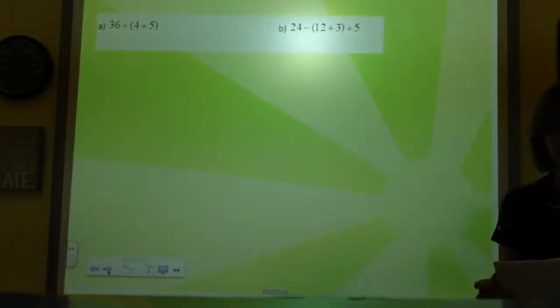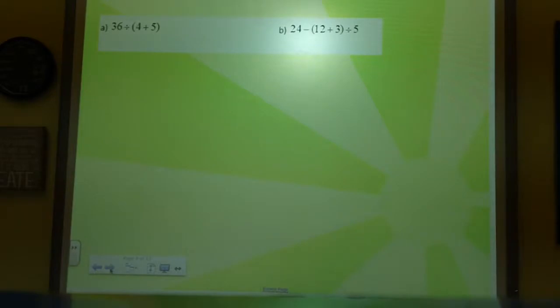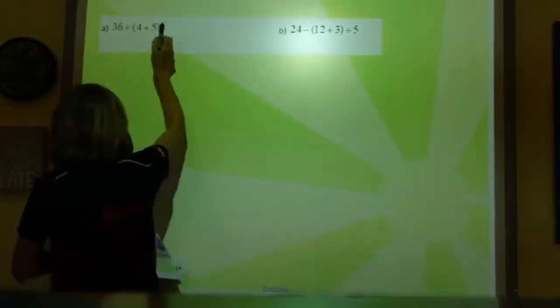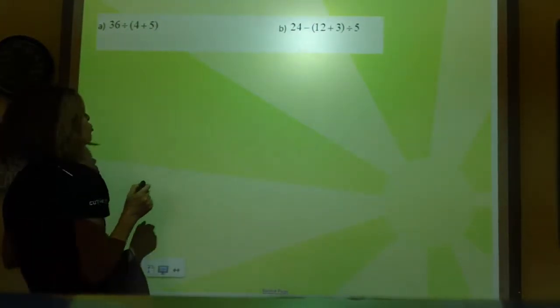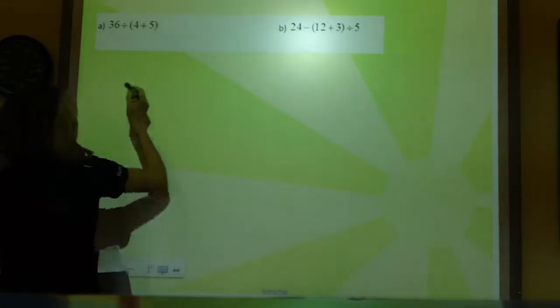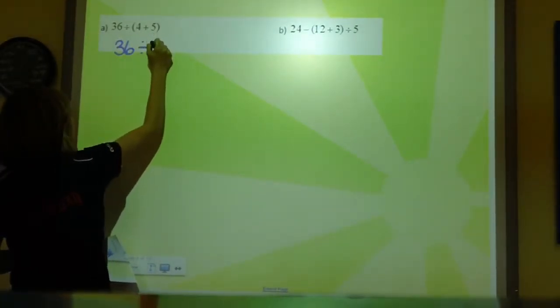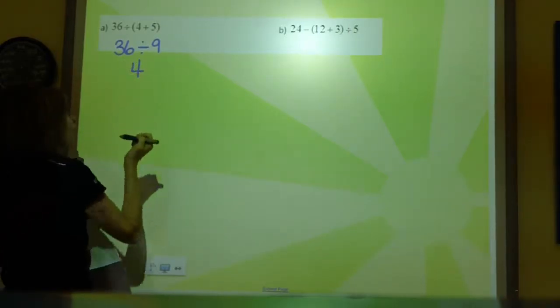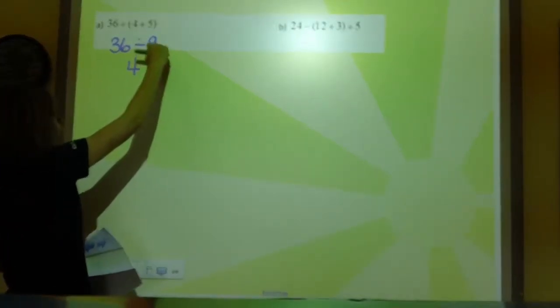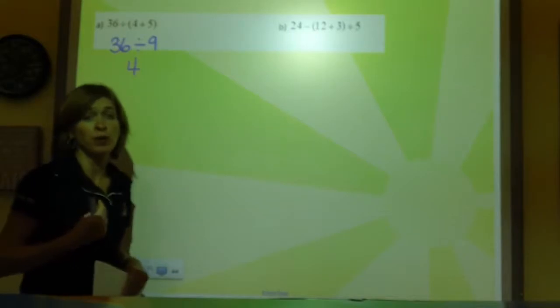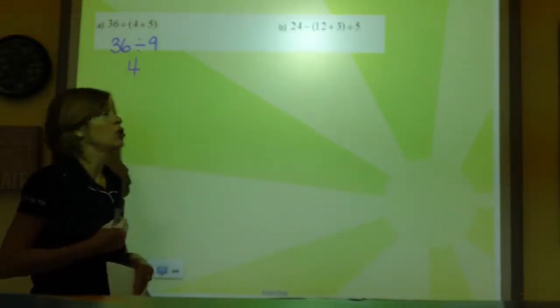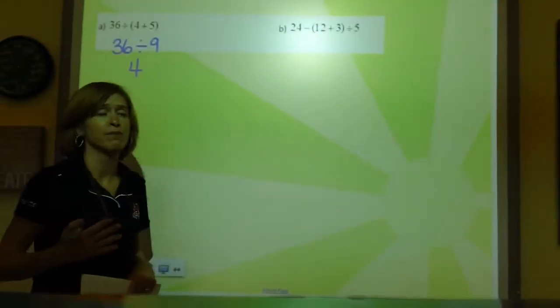Let's practice this. I'm going to start with some very basic examples, and I want to make sure that you can do them. I look at this problem, I see grouping symbols. I've got to do my grouping symbols first, my GEMDAS. So 4 plus 5 gives me 9. So 36 divided by 9, which is 4. Notice that I wrote that step. You have to show me work. So you have to show me at least one step, sometimes two.